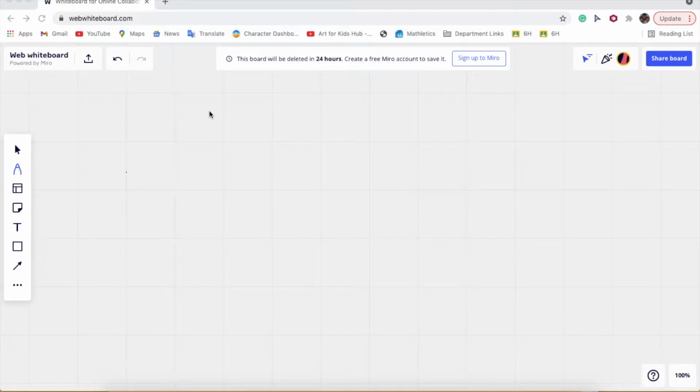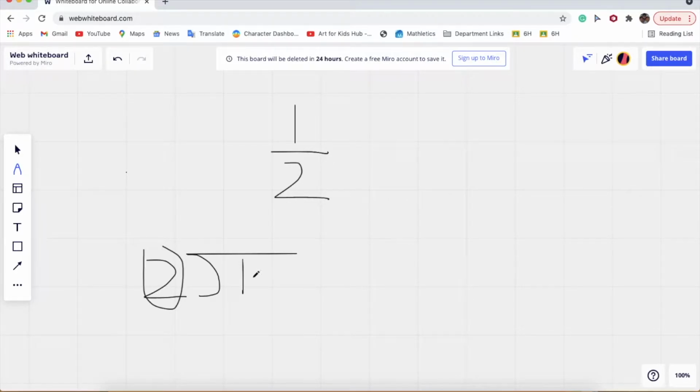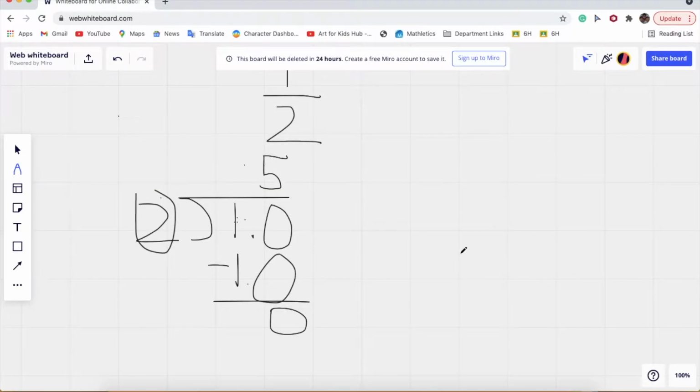We're gonna learn how to convert a fraction into a decimal. We just see how many times this 2 divides into this 1. So we've got the answer. We're done, right? Well, not so fast, guys.